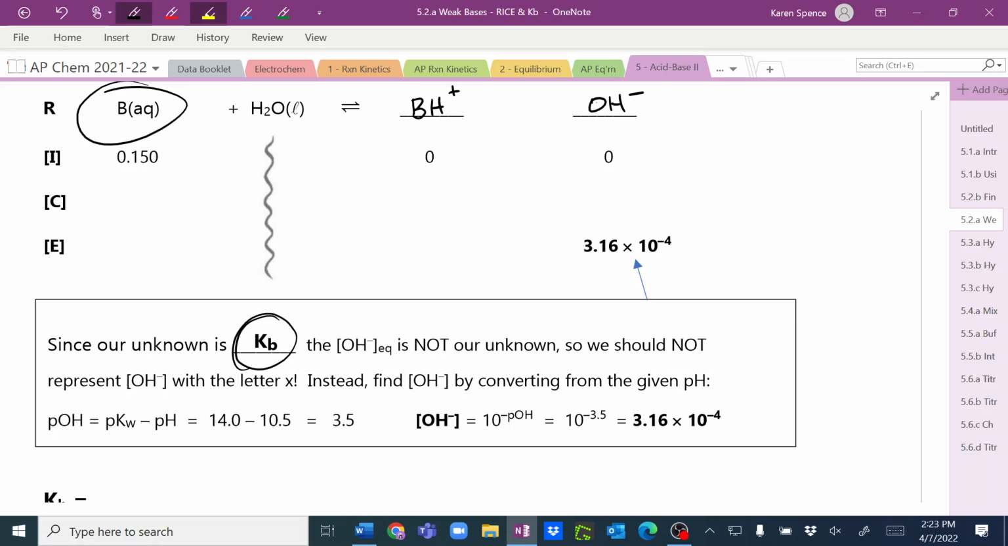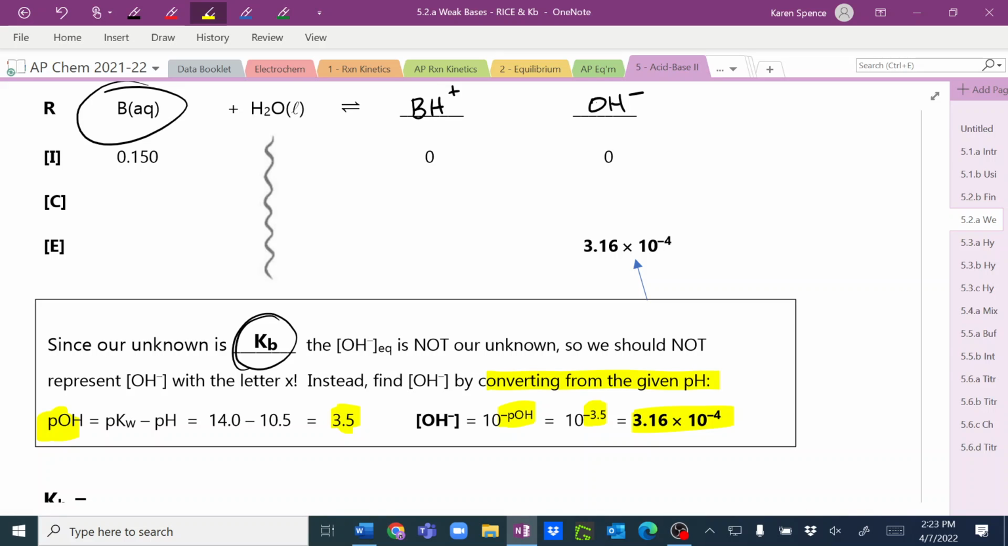We convert the pH. There are 2 ways of doing that. pOH is equal to pKw minus pH, which gives you 3.5, that's our pOH. And then hydroxide is 10 to the negative pOH, which is 10 to the negative 3.5, and there is our hydroxide ion concentration. Is that good? Okay, plug that in there.